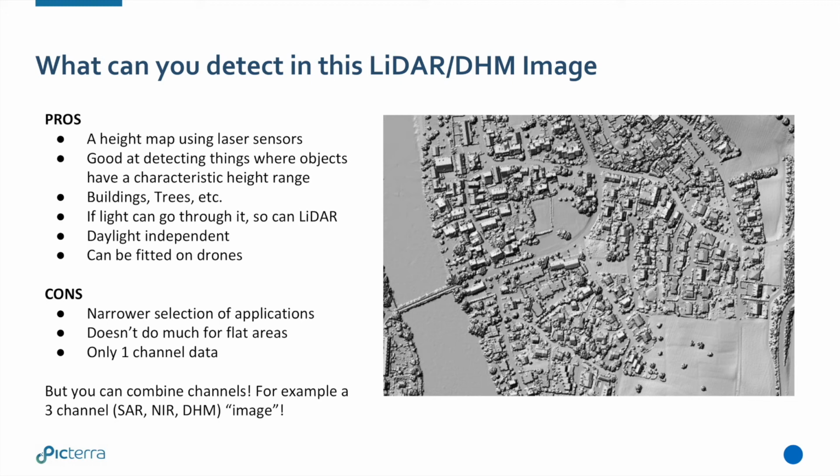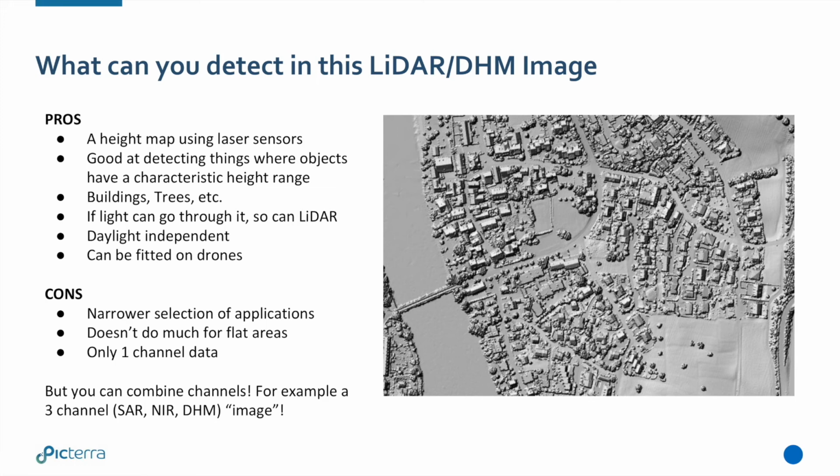RGB images, of course, have no information whatsoever about height. So again, it really depends on what you're looking for in your images. If the distinguishing characteristic of the object is actually the height, then of course this is a good choice. LiDAR sensors don't go through clouds, though if it's on a drone, you'll probably be below the clouds anyways.